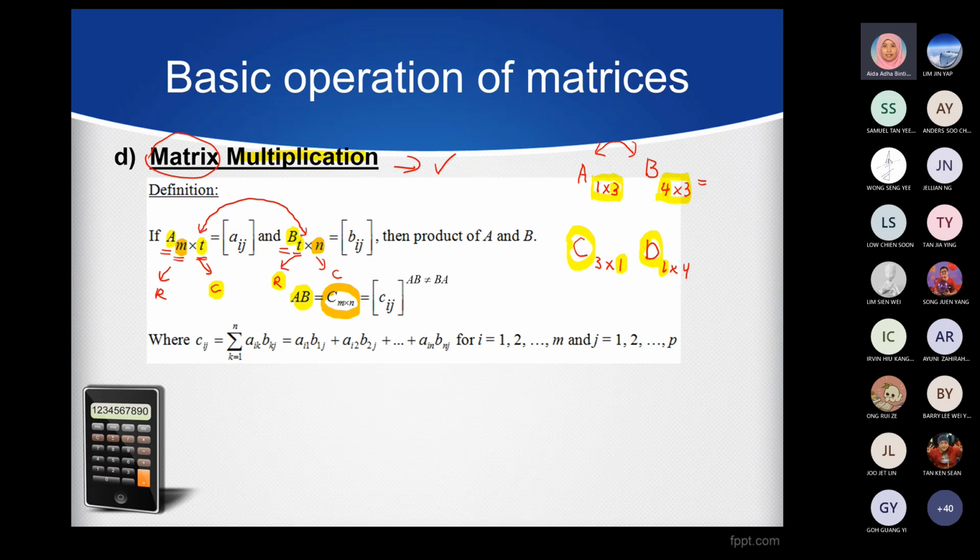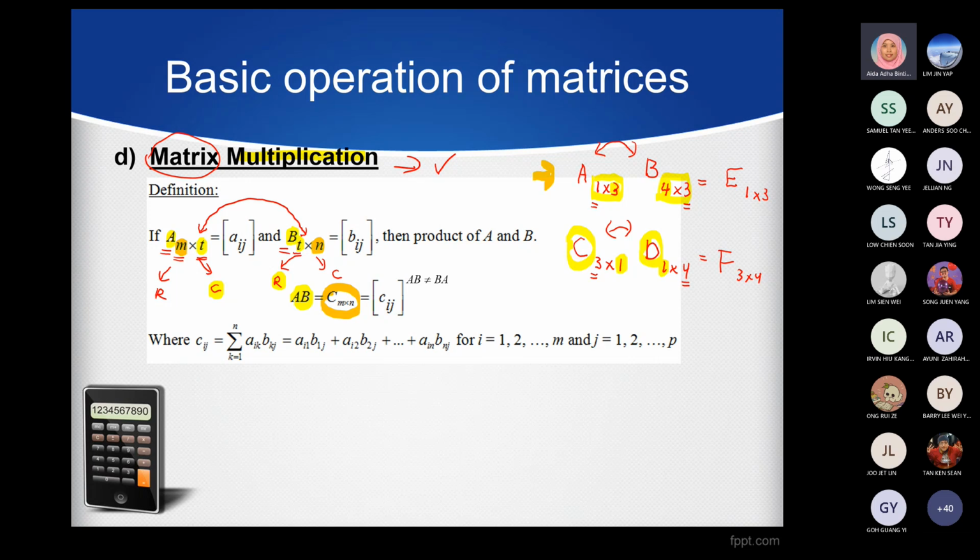So for example number 1, let's say we have matrix E for the multiplication. The dimension of matrix E is 1 times 3. How about C multiplied with D? Let's say you will have matrix L, which is 3 times 4. This is the dimension that you should have after the multiplication.